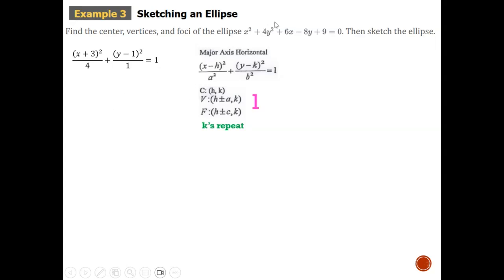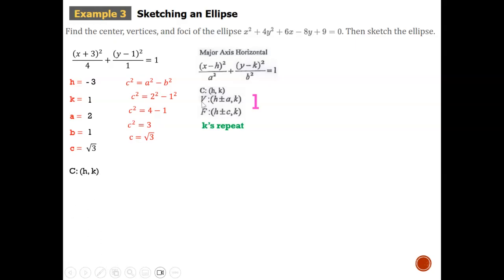I left off. Okay. So now we have to find h, k, a, b, and c. My h is -3. My k is +1. My a is 2, because 2 squared will give me my 4. My b is 1, because 1 squared will give me the 1. Now to find c, we need the formula, which is c squared equals a squared minus b squared. So let's plug everything in. c squared is equal to 4 minus 1, so c squared is equal to 3. We take the square root of both sides, so c equals the square root of 3. I got my c.